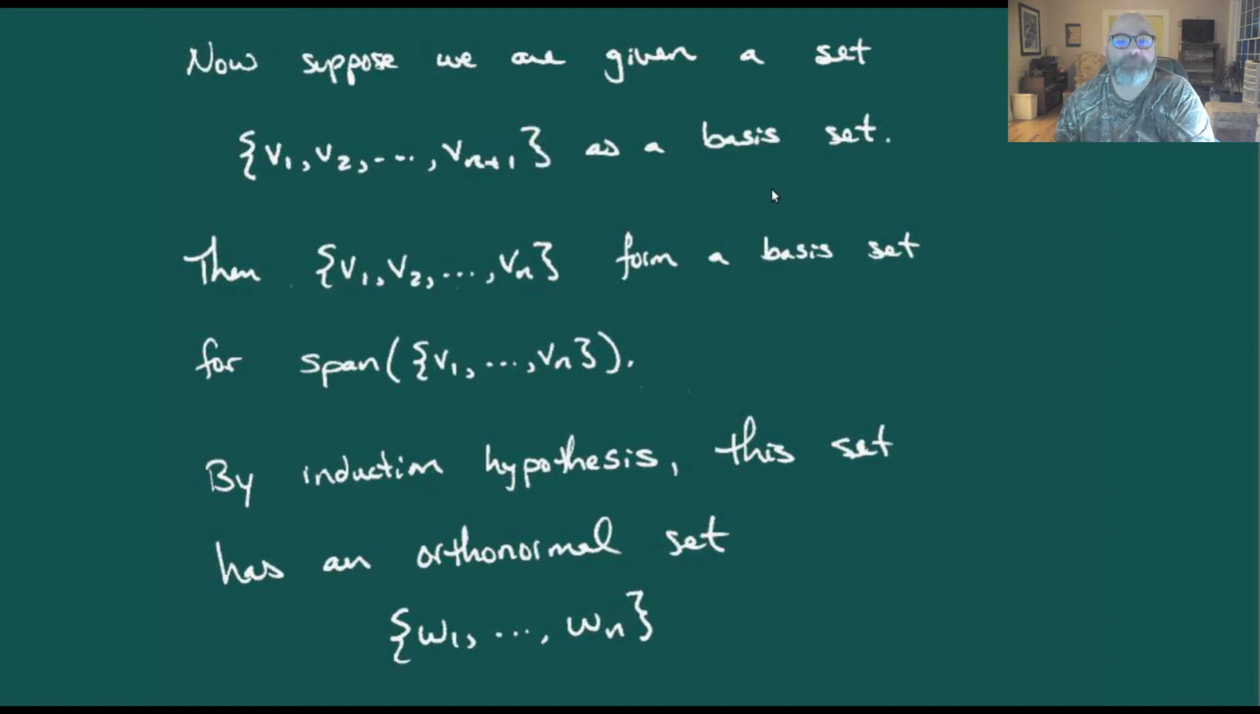that this is going to be our basis set. Well, since these are linearly independent and span the entire space, then v1 up to vn form a basis set, and those things trivially span the space of the span of that set, so v1 up to vn. And so by our induction hypothesis, we can come up with an orthonormal set w1 up to wn whose span is equal to the span of v1 up to vn.